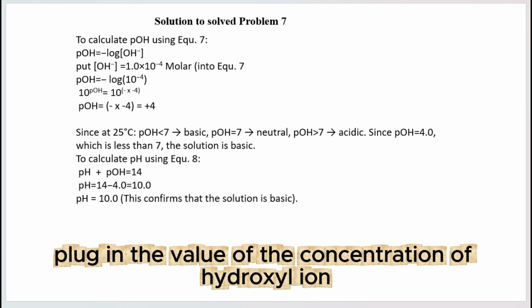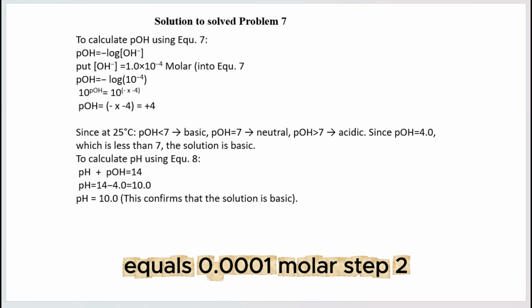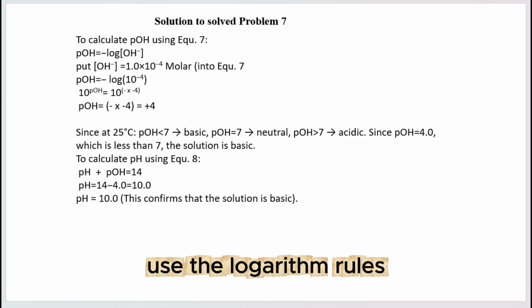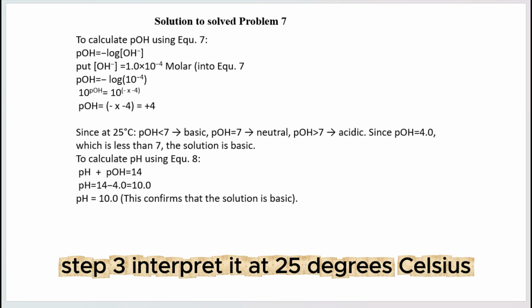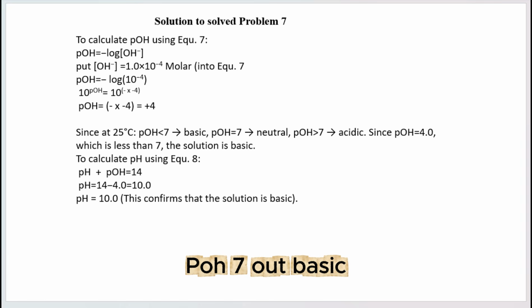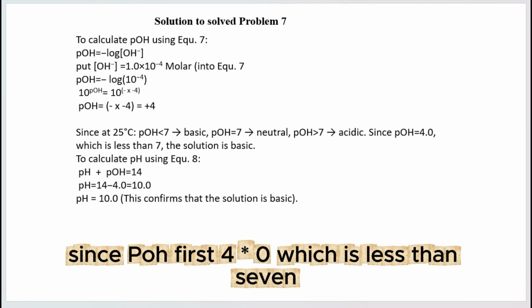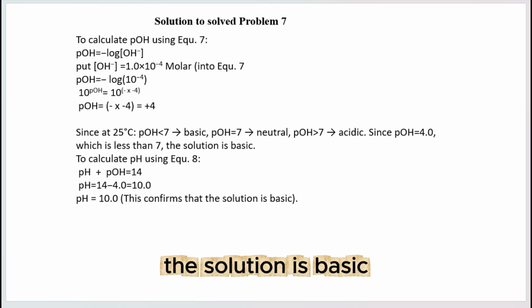Step 1, plug in the value of the concentration of hydroxide ion equals 0.0001 molar. Step 2, use the logarithm rules and evaluate for pOH accordingly. Step 3, interpret it. At 25 degrees Celsius, pOH less than 7 is basic, pOH equal to 7 is neutral, pOH greater than 7 is acidic. Since pOH is 4, which is less than 7, the solution is basic.